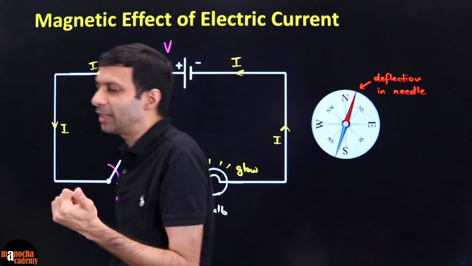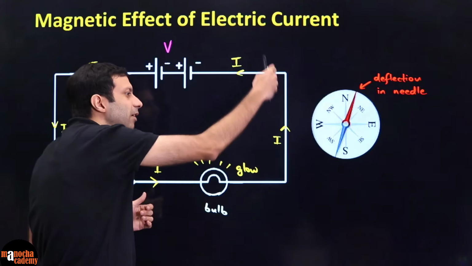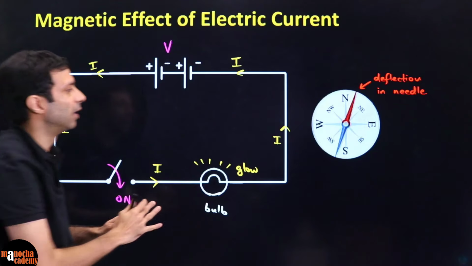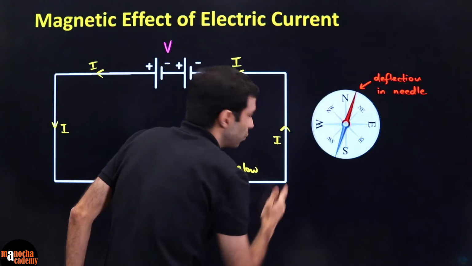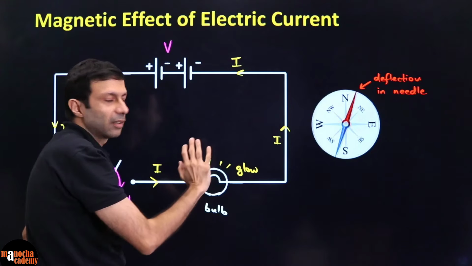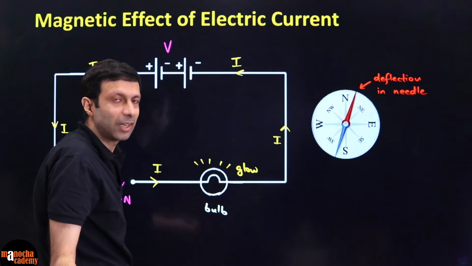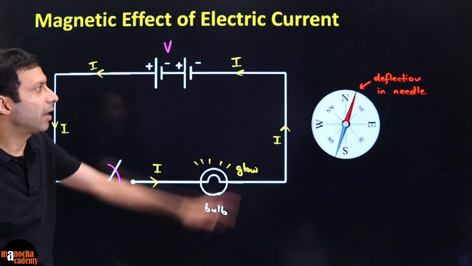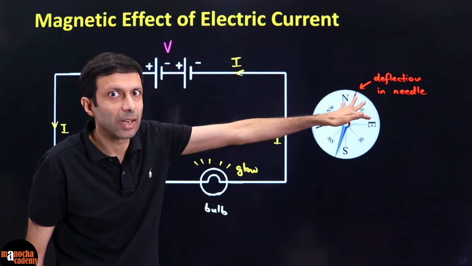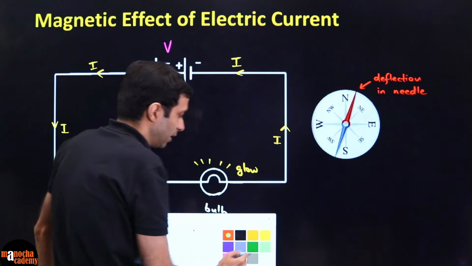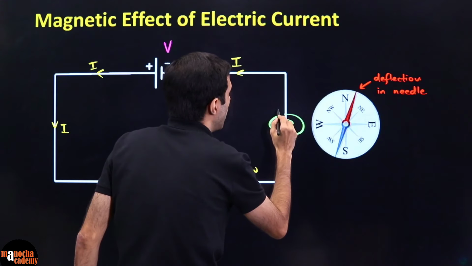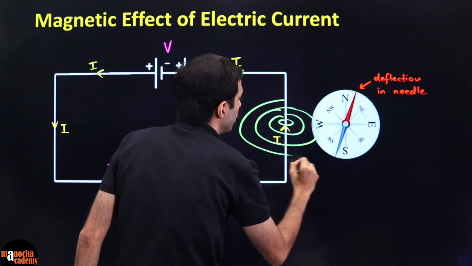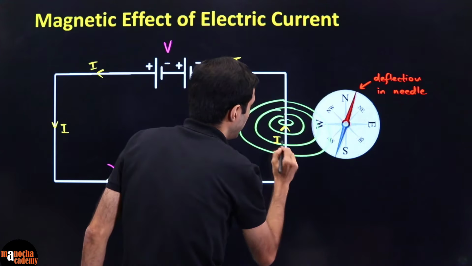So the scientists analyzed and said that basically this current carrying wire, if you just look at this part of the wire and ignore the rest of the circuit for a moment. So I want all of you to focus on this wire. This wire is carrying current. What did Mr. Orsted observe? There is a deflection in the compass needle. So when current flows and there's a deflection in the compass needle, it is clear that this current carrying wire is creating some sort of magnetic field around it. It is creating a magnetic field.